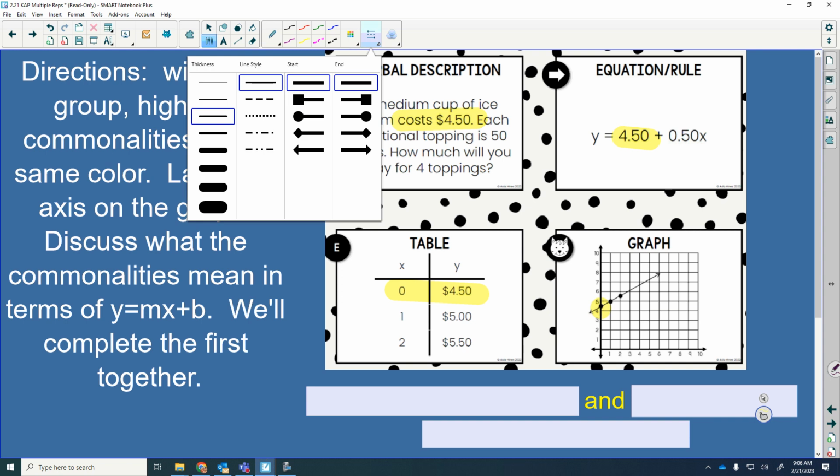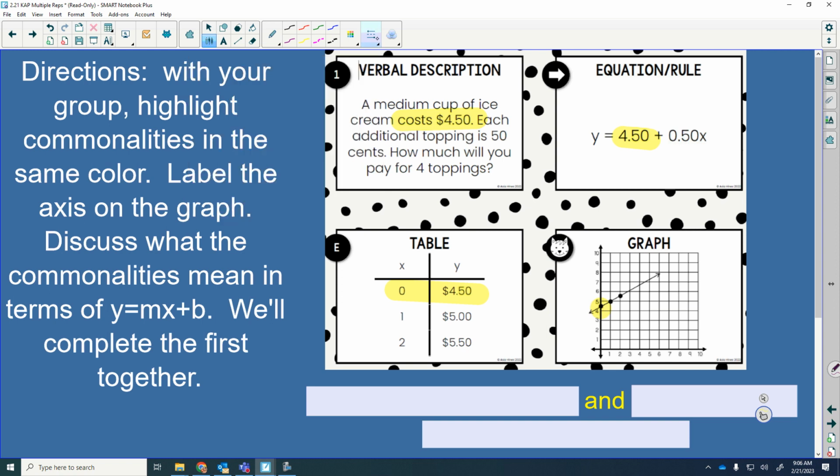So looking at this graph, since that dot you're telling me is 4.5, what is that 4.5? But what are these? 4.5 what? Dollars. So cost, dollars, something like that. Okay. What would be the label down here? What are these? Toppings. Bless you. Okay. All right.